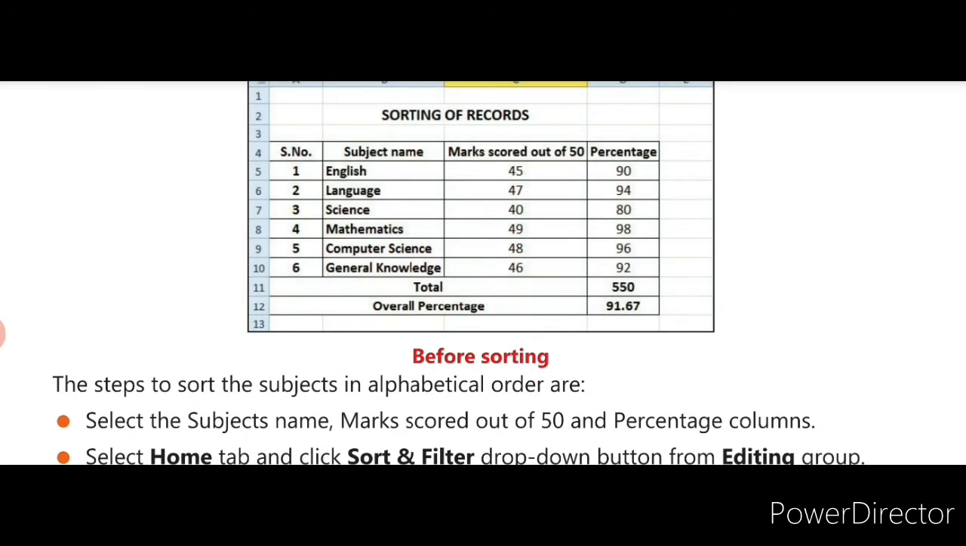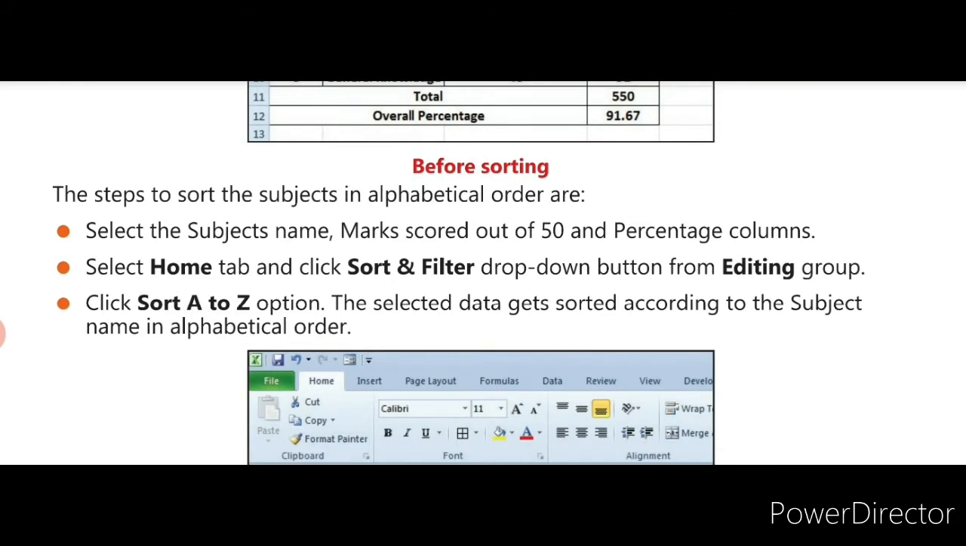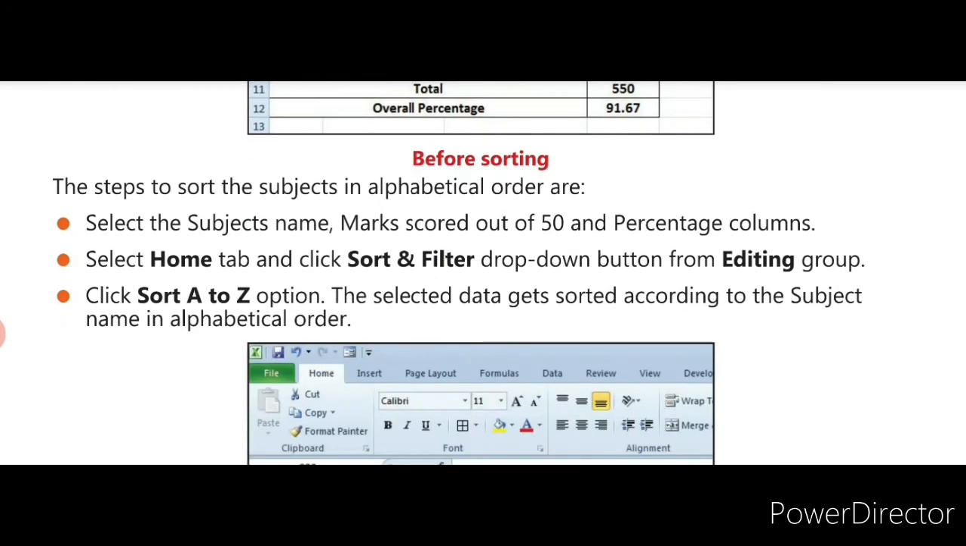This window shows your data before sorting. We have not sorted anything. English, language, these are the subjects, arranged in a random manner. So select the columns, then select the Home tab and click the Sort and Filter drop-down button from the Editing group. Click the Sort A to Z option.